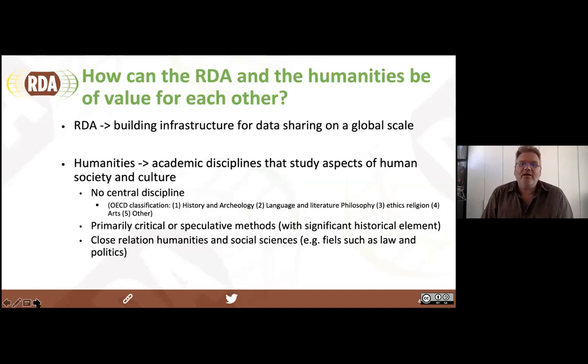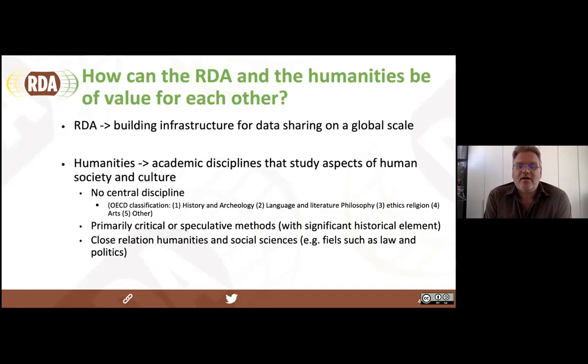So how can the Research Data Alliance and the Humanities be of value to each other? So let's see, the Research Data Alliance is building an infrastructure for data sharing on a global scale. That's the basic sentence you see on the website.